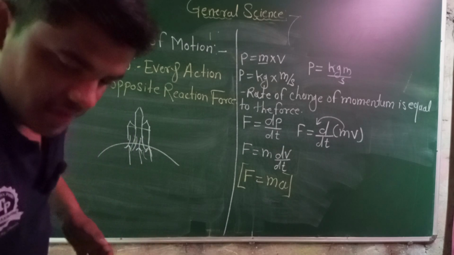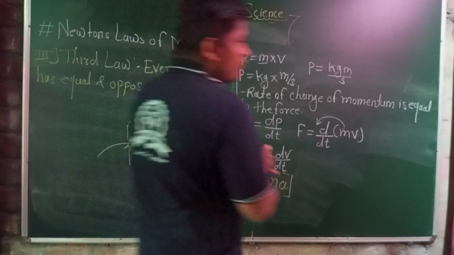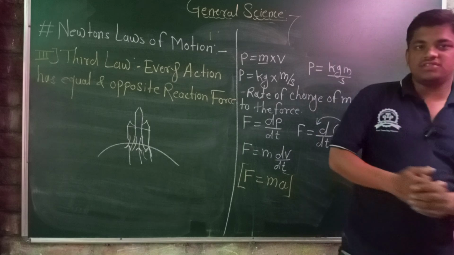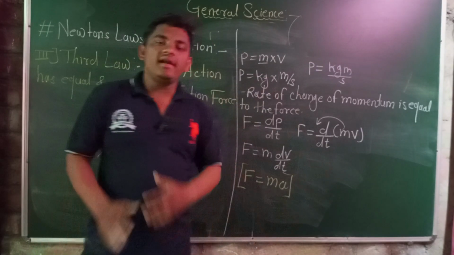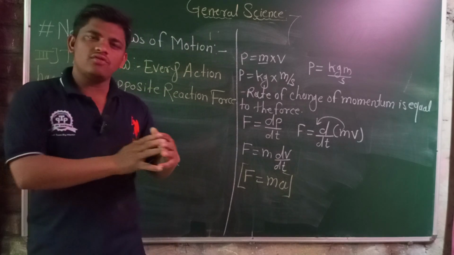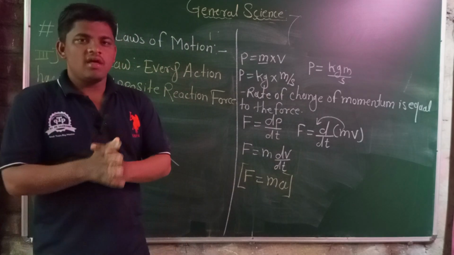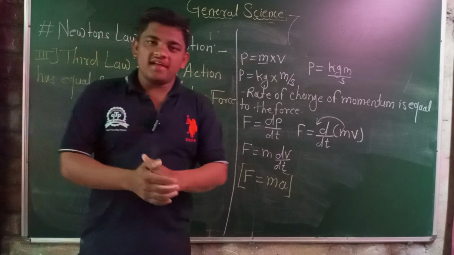Then these rockets move much faster whenever they apply action force towards that surface. In the next lectures, we will discuss uniform and non-uniform linear motions and circular motions. The aspects that depend on circular motion, that is centripetal force and centrifugal force, will be discussed in the next lectures.